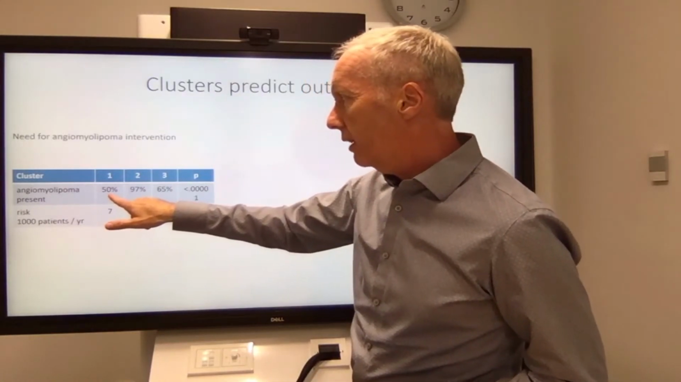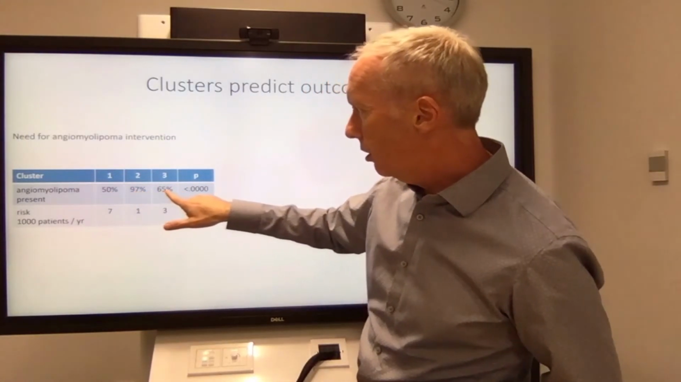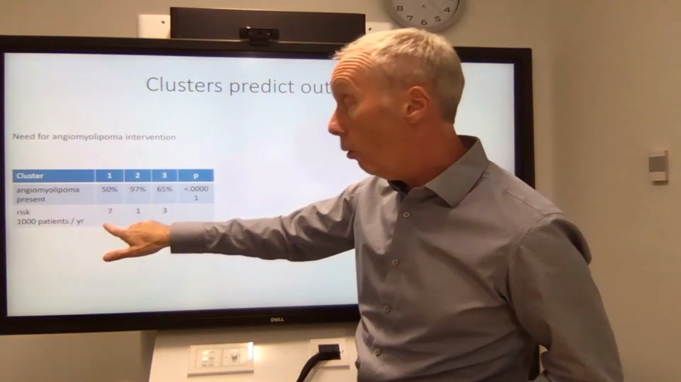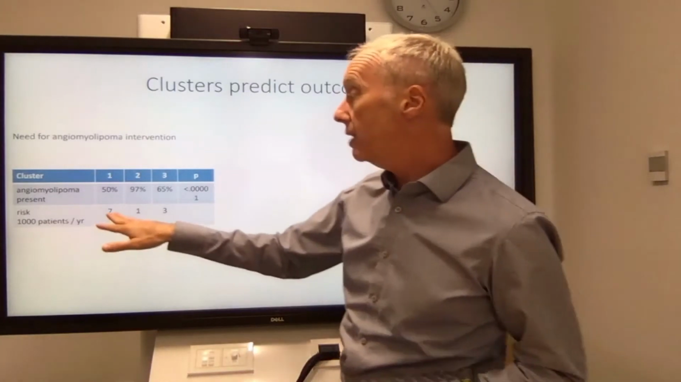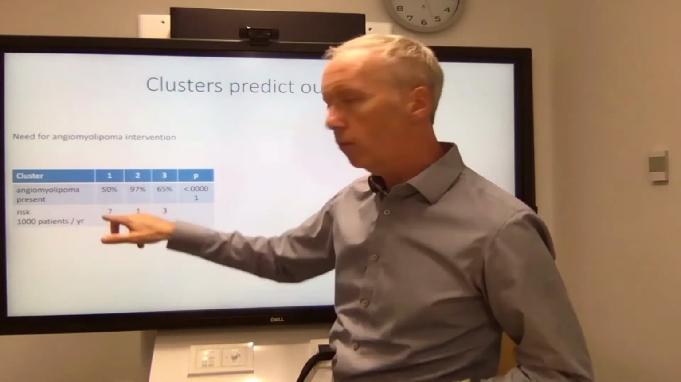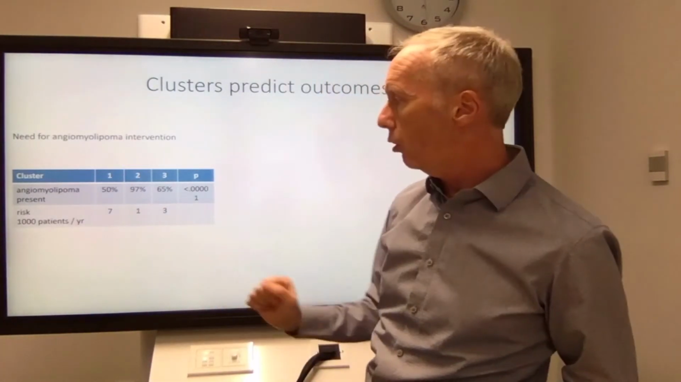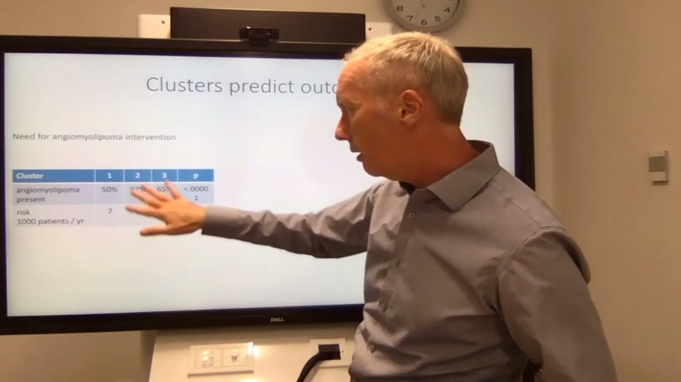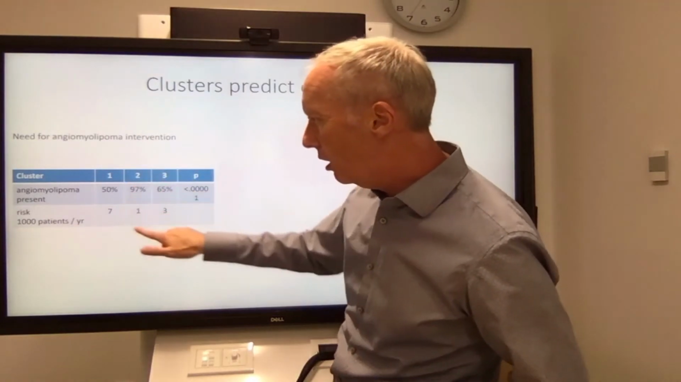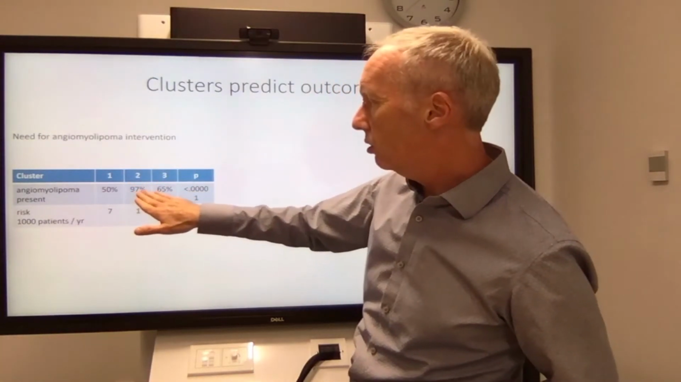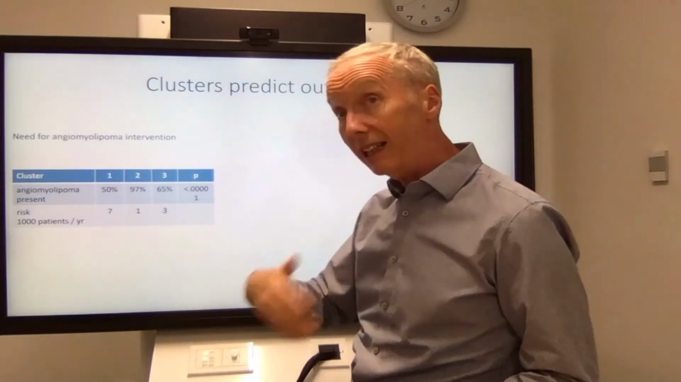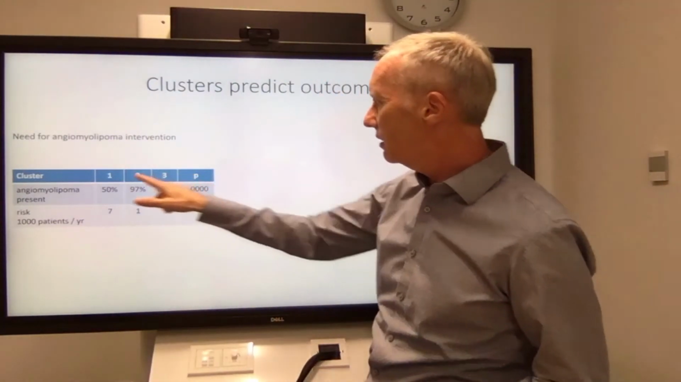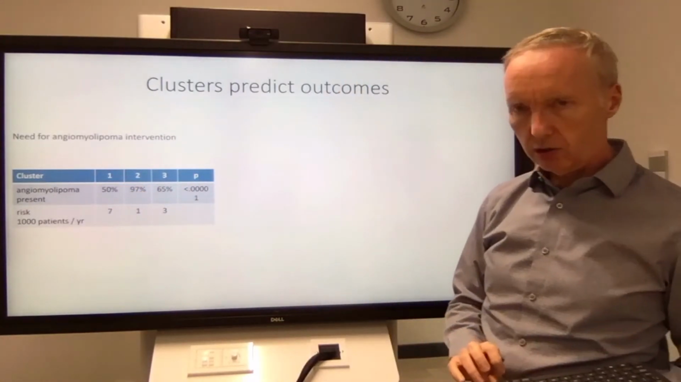50% of cluster 1 have an angiomyolipoma, nearly everyone in cluster 2, and somewhere in between in cluster 3. The patients in cluster 1, if you look after 1,000 patients for a whole year, 7 of them will need an intervention for angiomyolipoma on average, but only 1 in cluster 2, and somewhere in between in cluster 3. So even though cluster 2 have had lots of problems with angiomyolipoma, once they've presented and it's dealt with, the chance of that happening again is really quite low. And these are significantly different across the clusters.